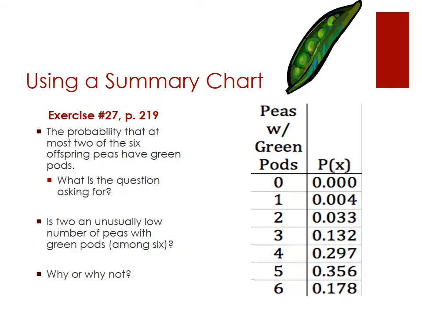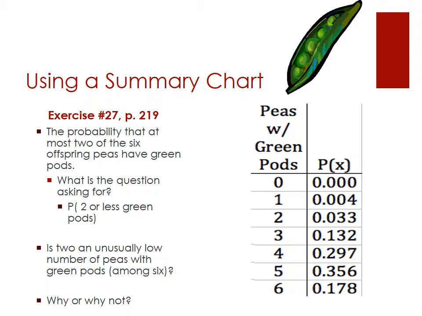First of all, we need to be clear what the question is asking for here. So again, before we leap straight into numbers, we need to stop and ask, what are we actually trying to answer with this question before we go any further? So we're looking for the probability of 2 or less green pods. Notice I've taken the question and translated it into the probability layout that we're more used to, so that we can move forward with this. So we're looking at P of 2 or less green pods.